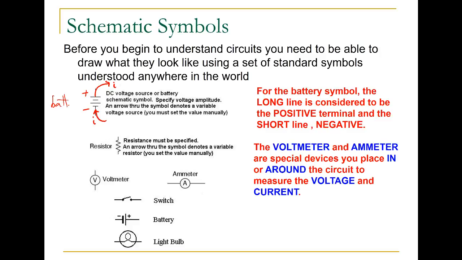The voltmeter and ammeter are special devices, and we will talk more about them a bit later. Some other symbols that you might see is the switch. It looks kind of like this, and it turns a circuit on and off, closing or opening it. The battery is very similar to this one up here. And you might see a light bulb. A light bulb is a type of resistor, a device that converts electrical energy into other forms, like light and heat.